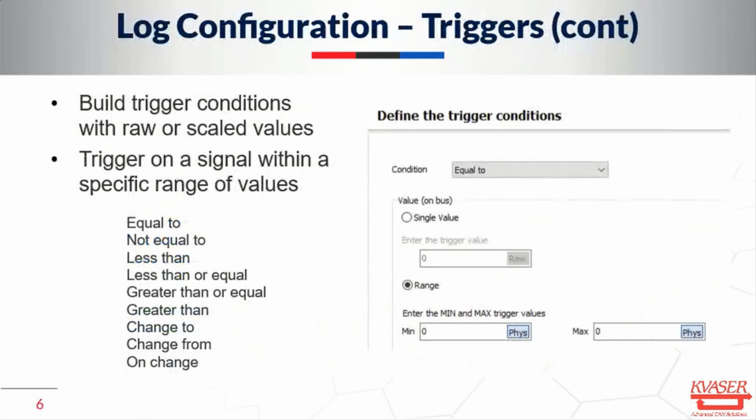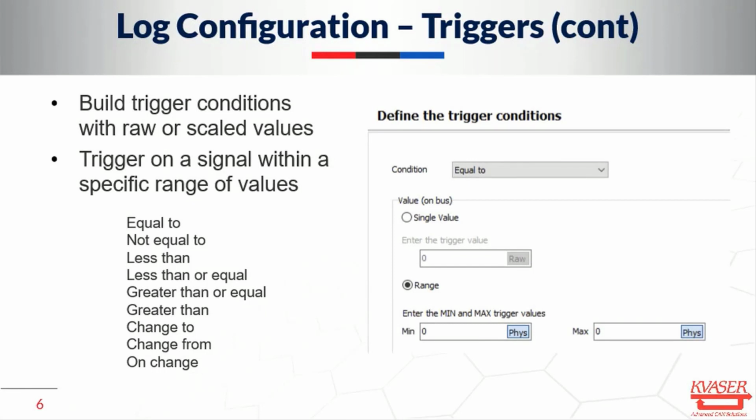So let's get into more of the triggers. You build trigger conditions with raw or scaled values, and you trigger on signals within a specified range of values. So you can set up your trigger conditions according to, in the lower left there of that slide, equal to, not equal to, less than or equal to, and so forth, so on. All of the conditions of the trigger.